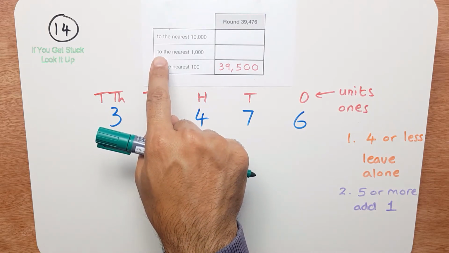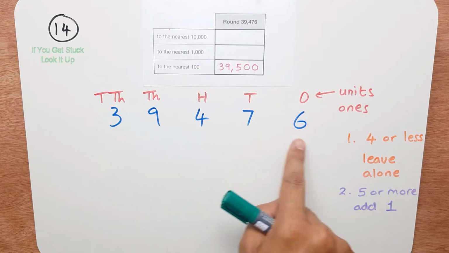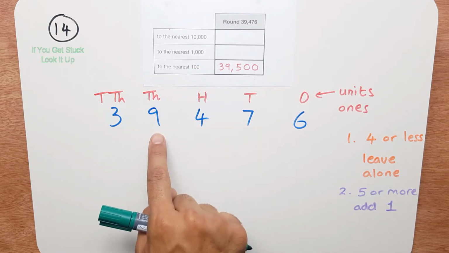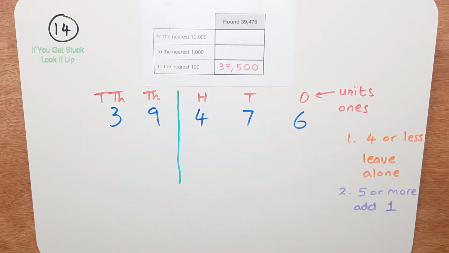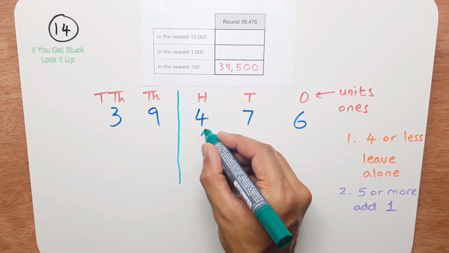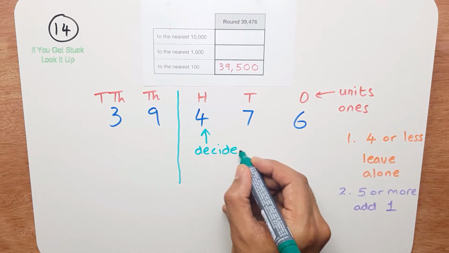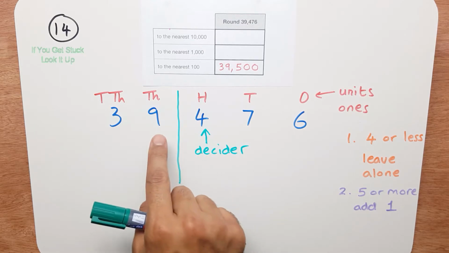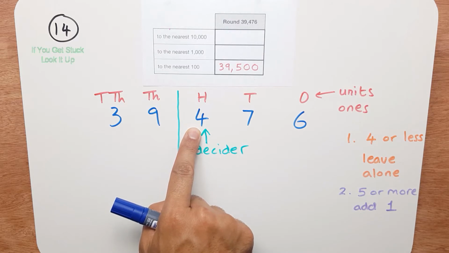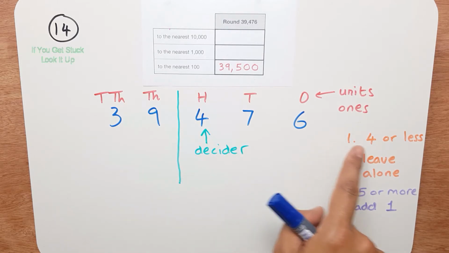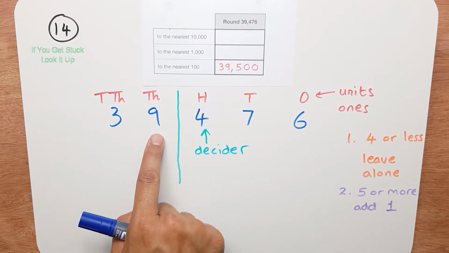Let's look at the second part. We need to round this off to the nearest 1,000. So what we do is we go to the thousands column, and that's there, and we put a line to the right. This digit here is the decider. And that decides what happens to this digit. So the decider here is 4. And that's the first rule. So if it's 4 or less, we leave the digit alone. So we leave this digit alone. This stays as 9.